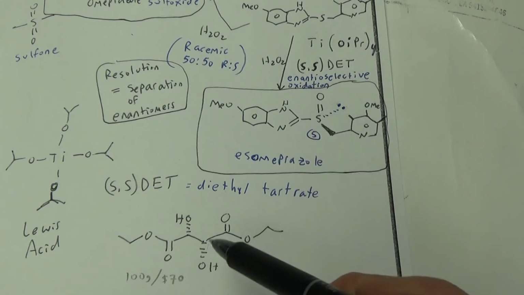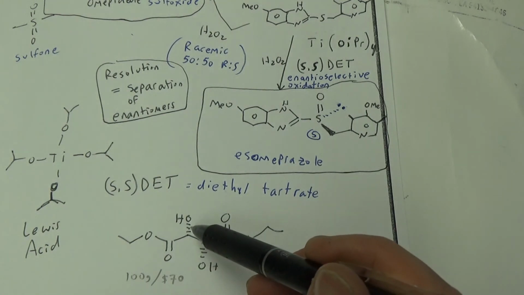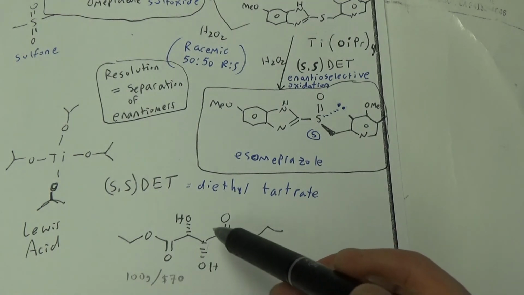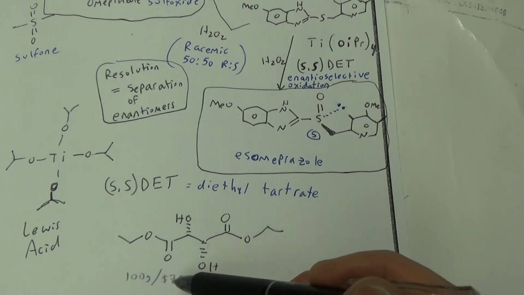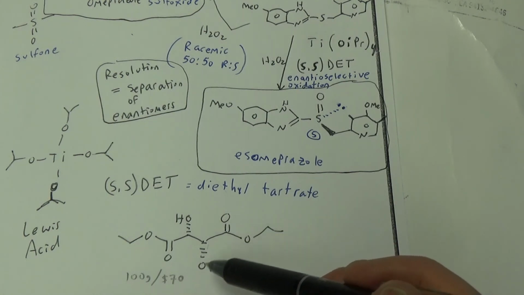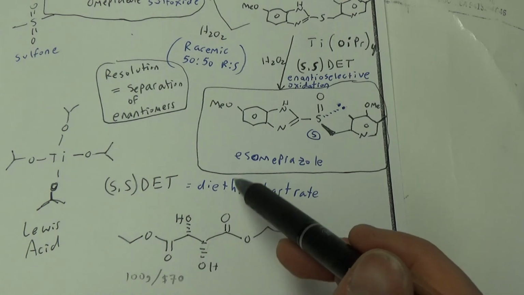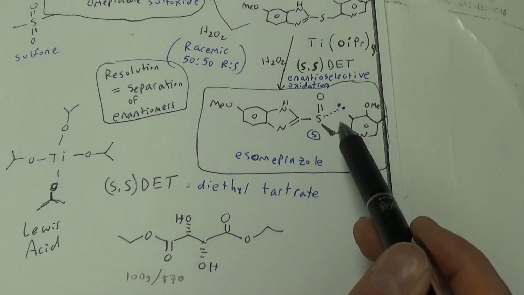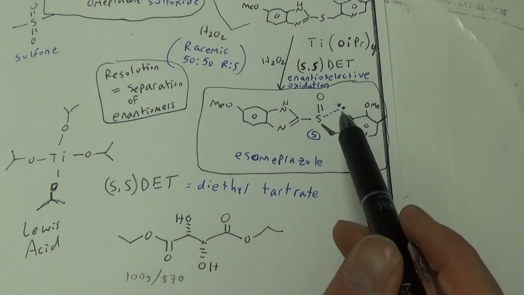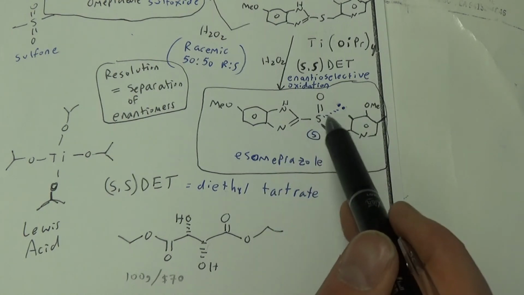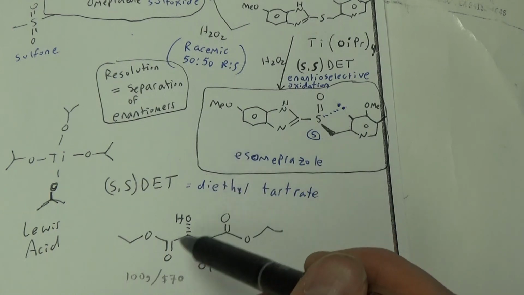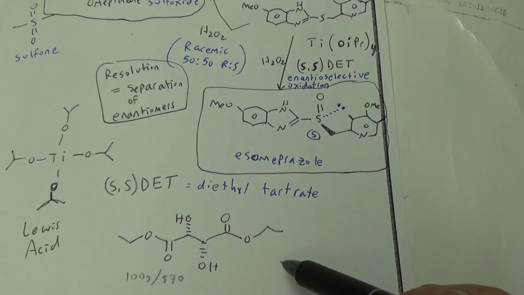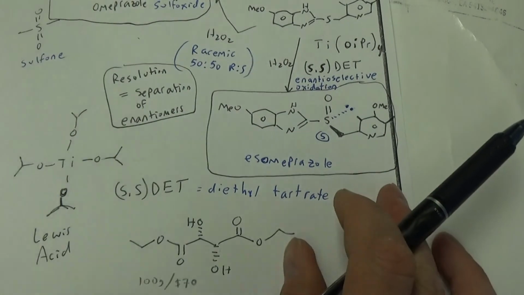It would be the enantiomer of this. So instead of dash, dash, dash, dash, dash, dash, it would be wedge and wedge. And that's also probably about the same cost, roughly 100 grams, $70 or something like that. So anyway, that's pretty cool. So we can make either one enantiomer or the other enantiomer by just using the correct stereoisomer of this diethyl tartrate. Okay, I think that's it for today.